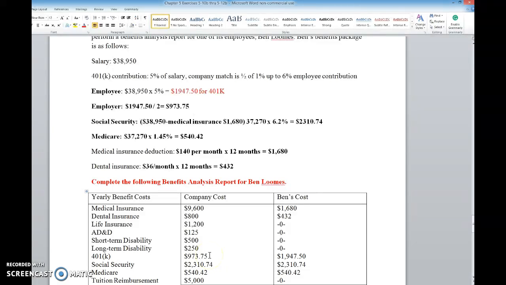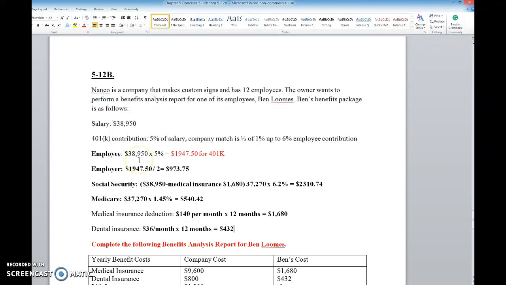401k, the employee side we'll start with first. Ben contributes 5% of his annual wage. His annual salary is $38,950. Multiply that by 5%. His 401k, that is his cost, is $1,947.50. The employer's side of the 401k, they contribute half of 1% up to 6%. So since Ben contributes $1,947.50, we're going to divide that by 2. The employer contributes $973.75.